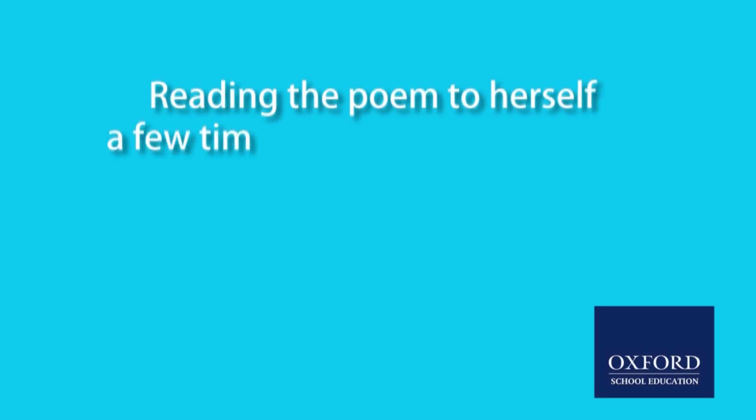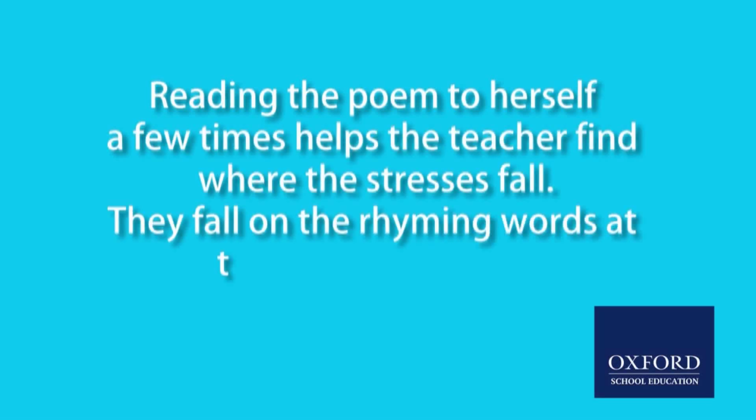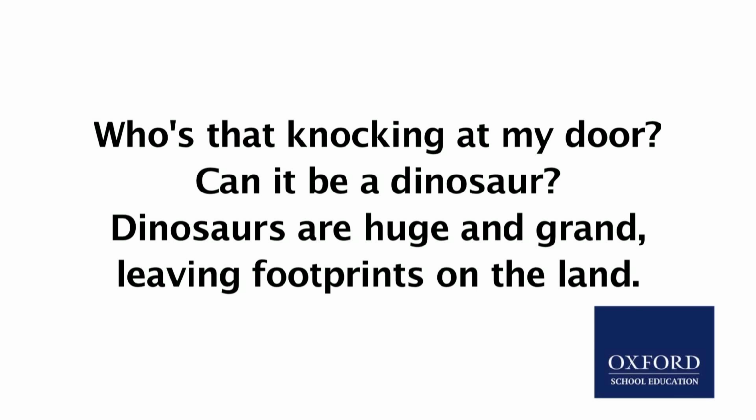Again, the teacher should read the poem a few times to herself to establish the rhythm of the poem and where the stresses should fall. And these always fall on the rhyming words at the end of each line. So, for example, who's that knocking at my door? Can it be a dinosaur? Dinosaurs are huge and grand, leaving footprints on the land, and so on.